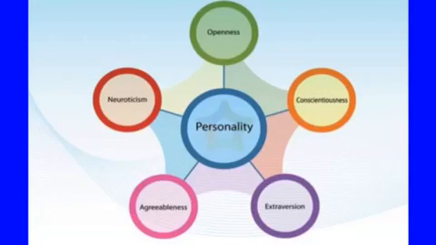Now let's discuss super traits. It was coined by John Digman and it is linked to personality. Personality is in the center of the 5 super traits, and the 5 super traits consist of openness, neuroticism, agreeableness, extroversion, and conscientiousness. Again, personality being in the middle, then you have openness, neuroticism, conscientiousness, agreeableness, and extroversion.